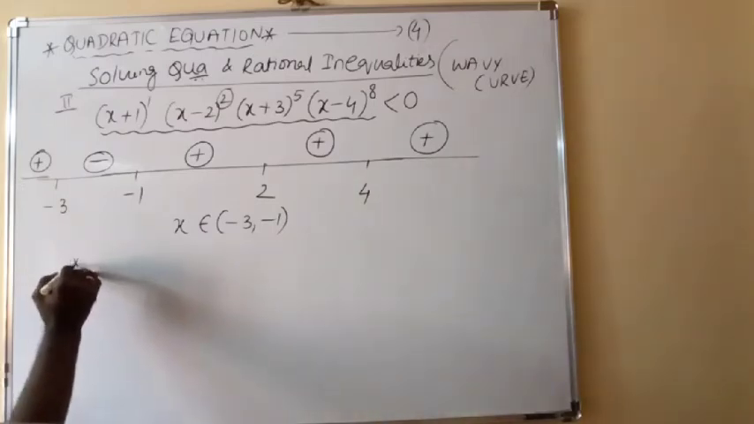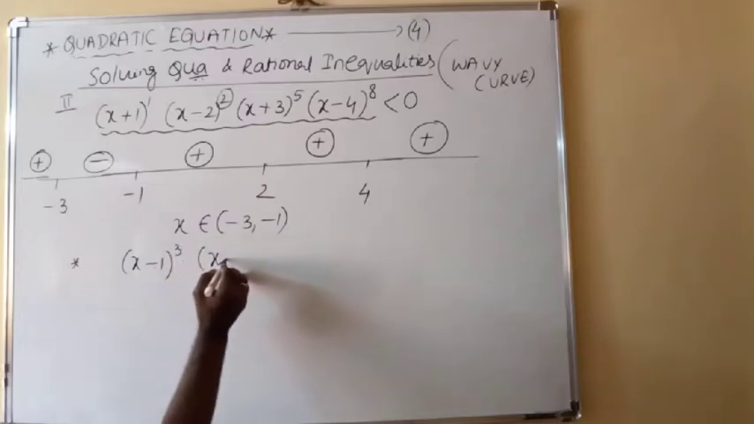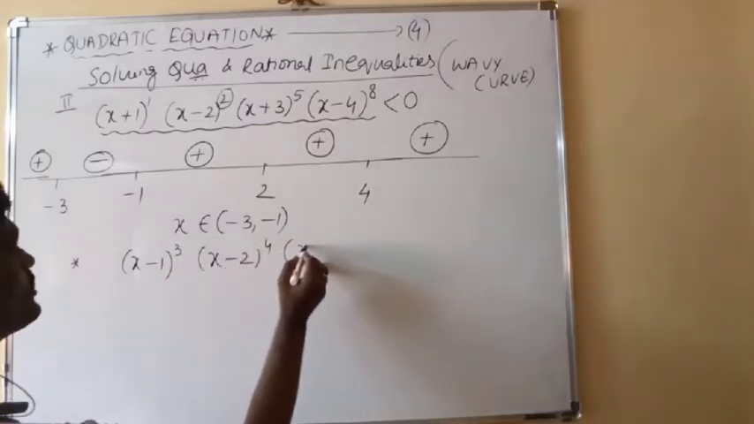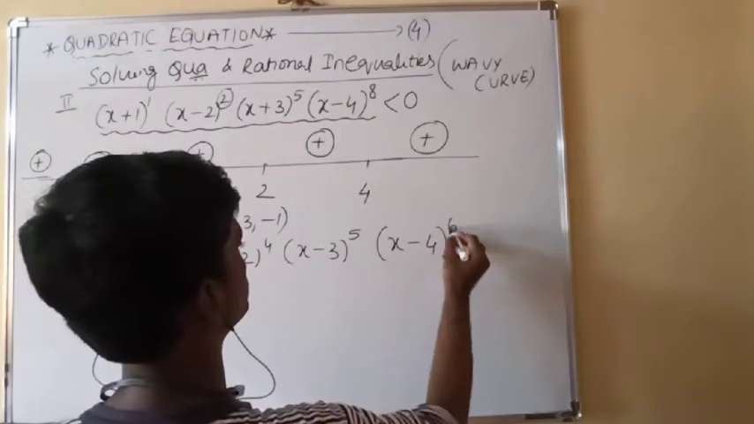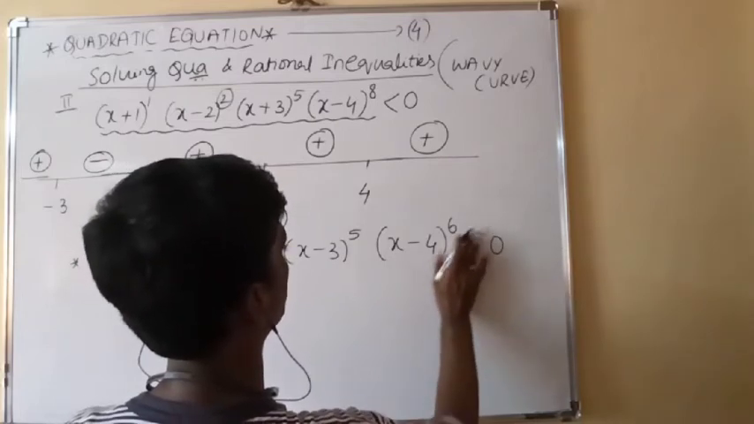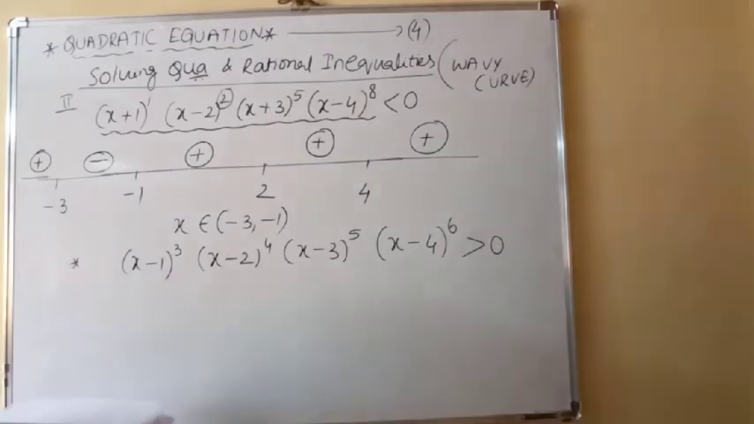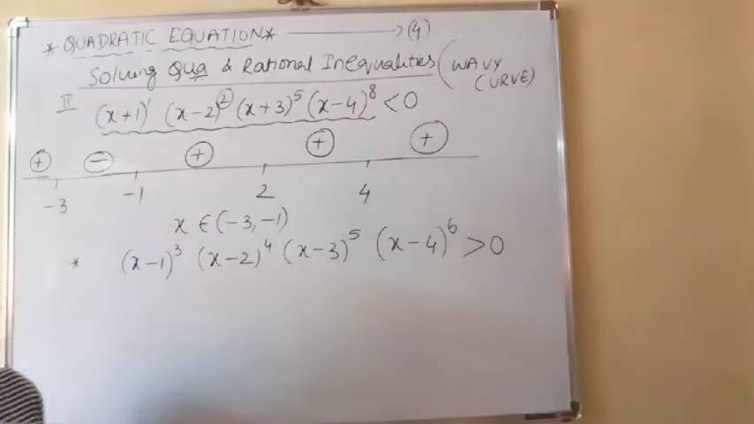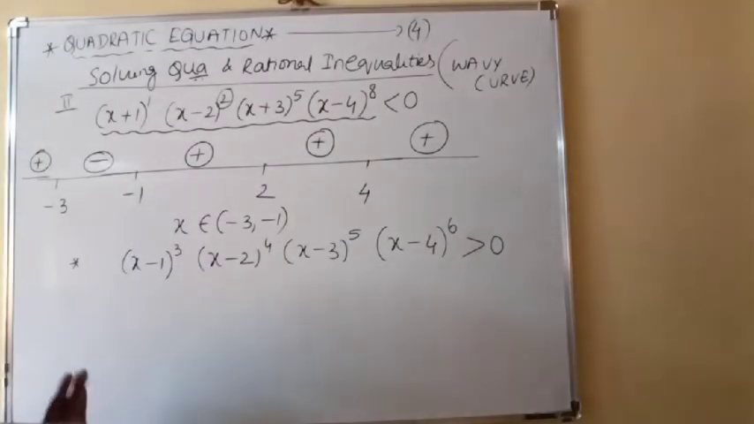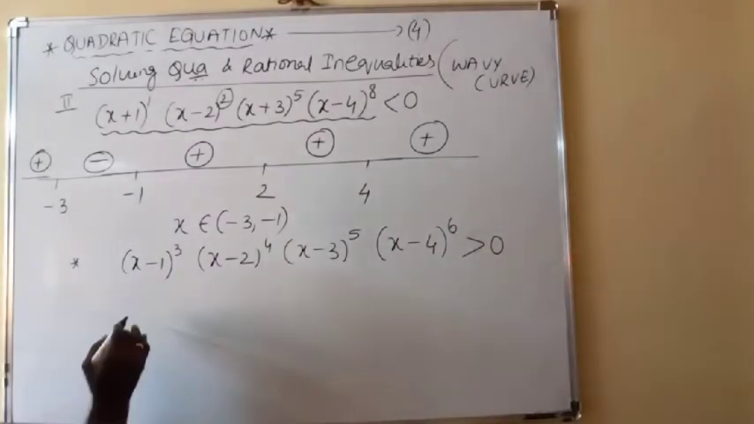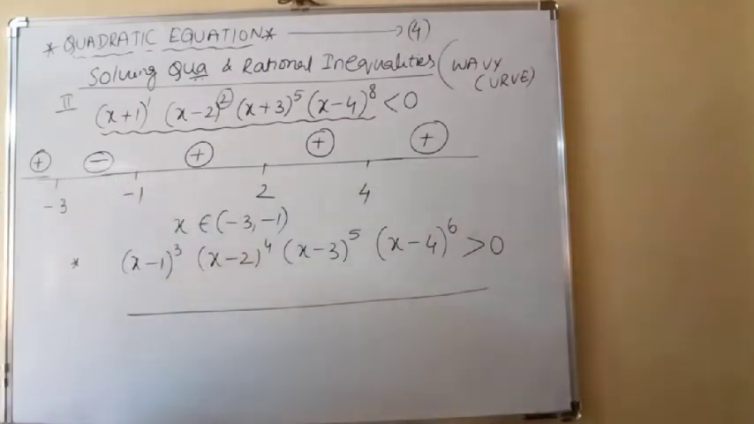Next, the same model problem. Suppose (x minus 1) whole cube, (x minus 2) whole power 4, (x minus 3) whole power 5, (x minus 4) whole power 6 is less than 0, or you take greater than 0. So here each and every factor is a repeated linear factor, and in every factor the x coefficient is positive. So then it is ready. So draw the real line and identify the points where this product is negative or 0.